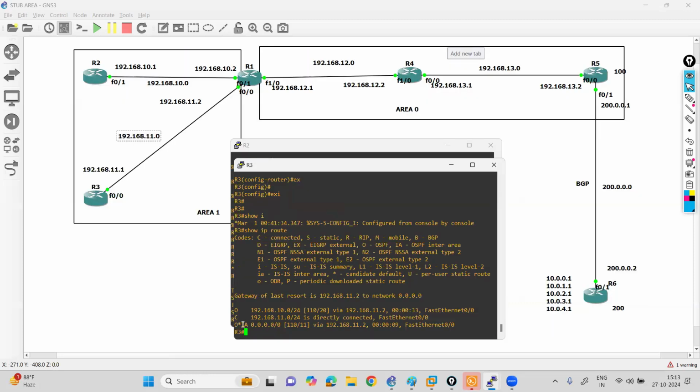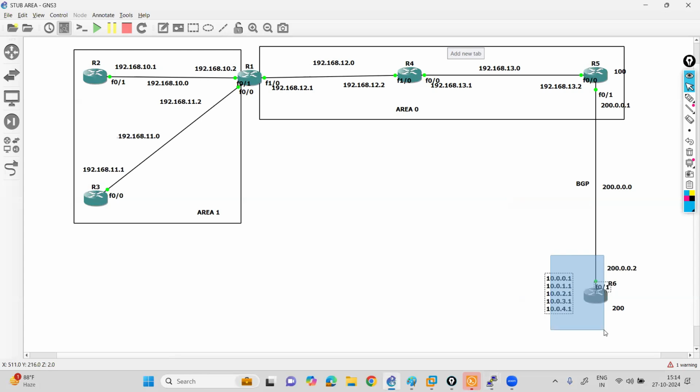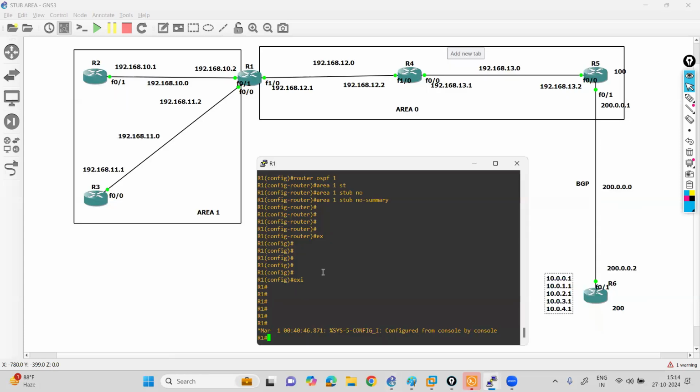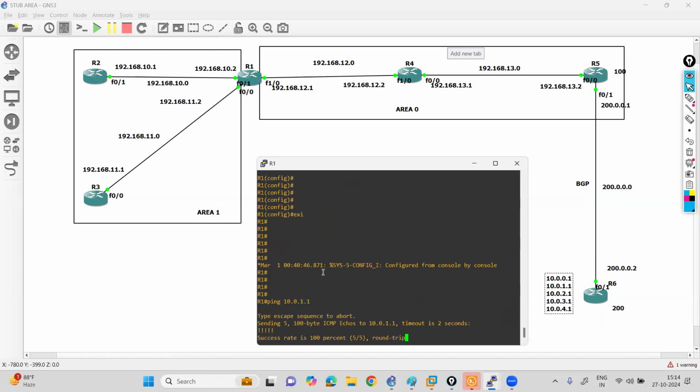They have the loopback address as well. Let me create a loopback address here. These were the router 6 loopbacks. Yes, they are pinging the loopbacks. Let's go to router 1 and put the command ping 10.0.4.1. They are pinging.